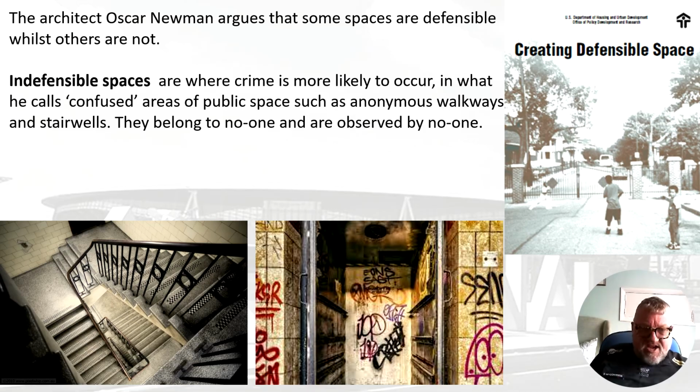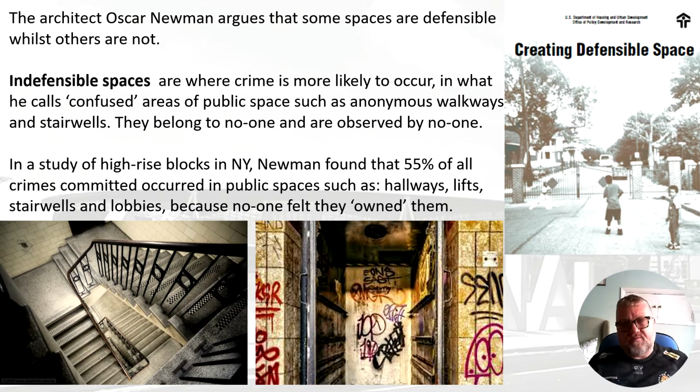He said indefensible spaces are where crime is most likely to occur, in what he called confused areas of public space. What he means by confused is that it's not sure who has responsibility for them. He cited examples such as anonymous walkways and stairwells that belonged to no one and were observed by no one. He did a study of high-rise blocks in New York and found that 55% of all crimes committed occurred in public spaces such as hallways, lifts, stairwells and lobbies. And he argued that this is because no one felt that they owned them.